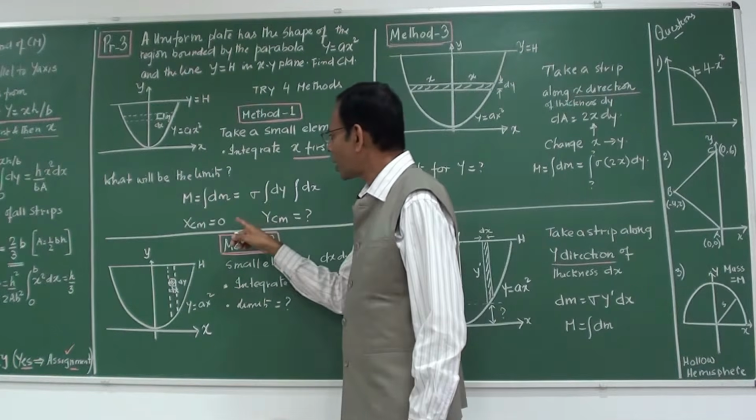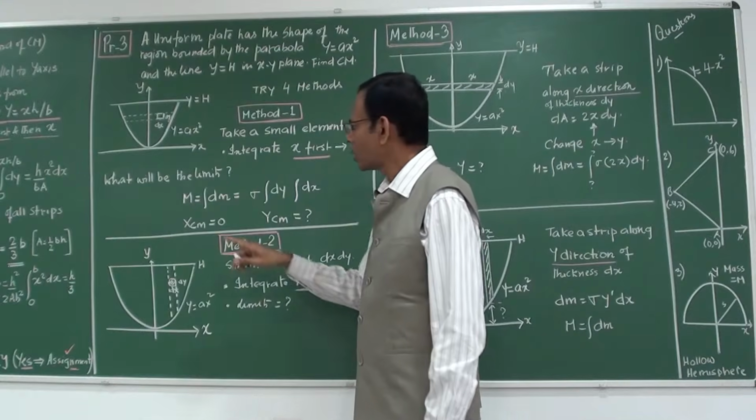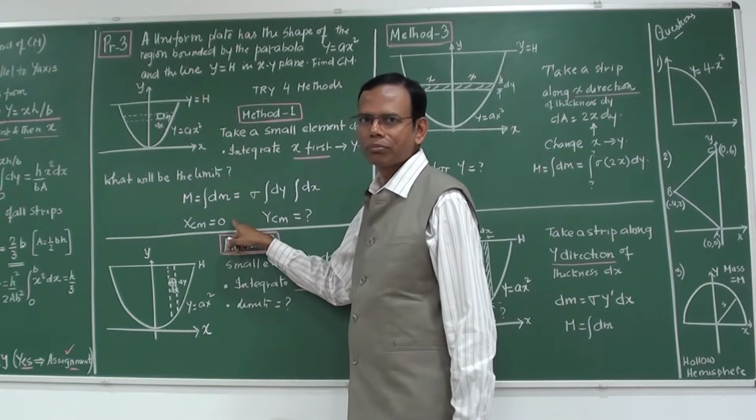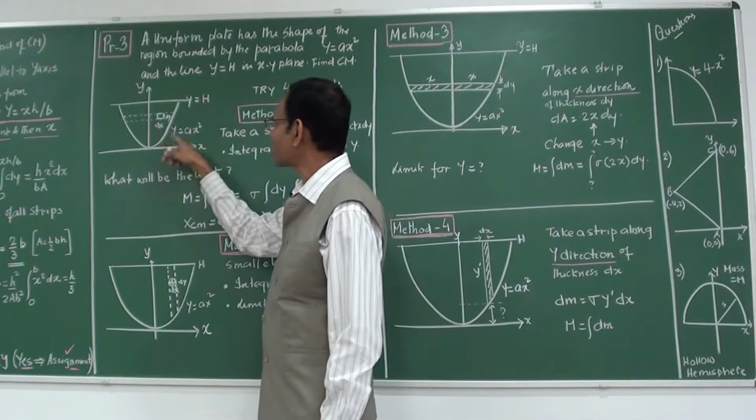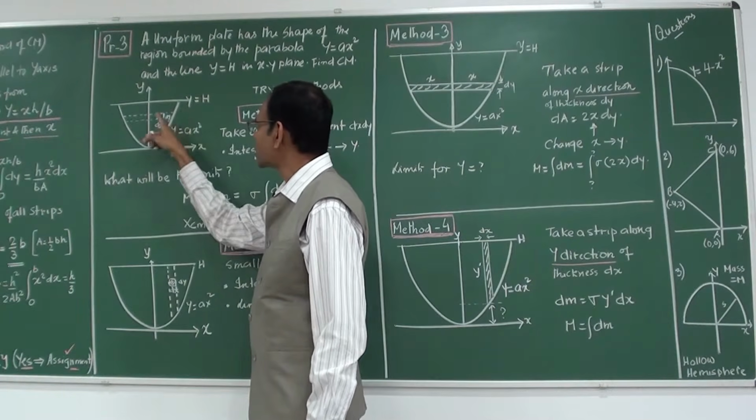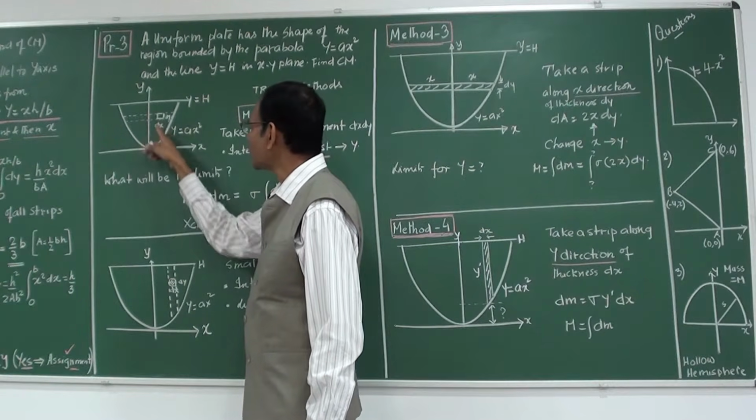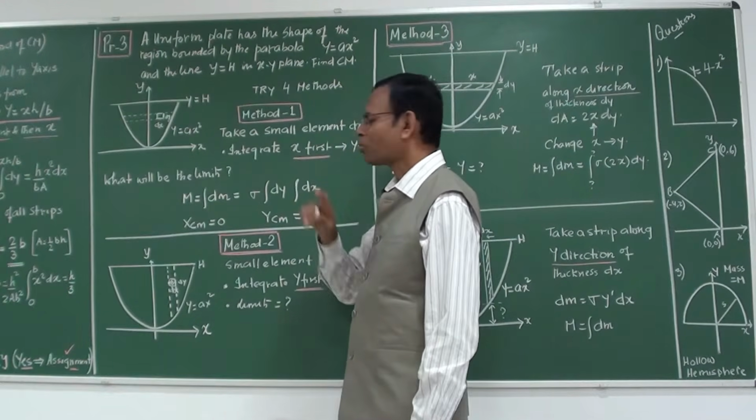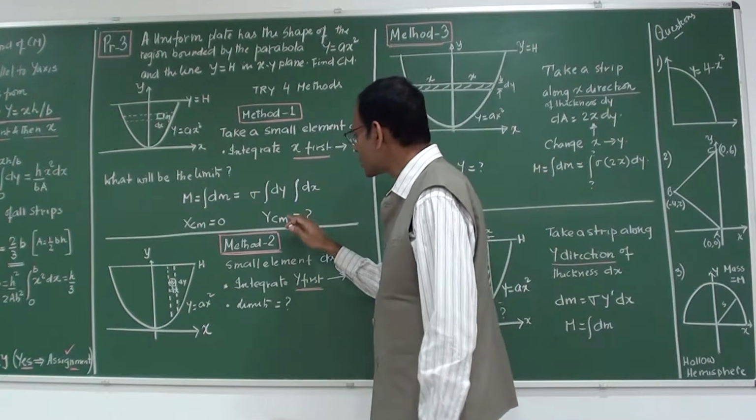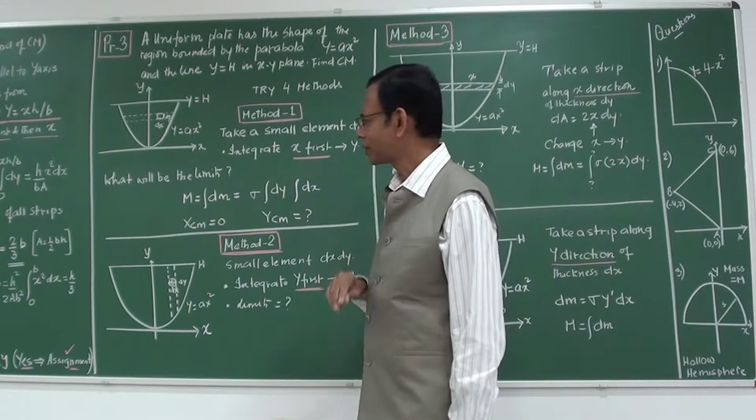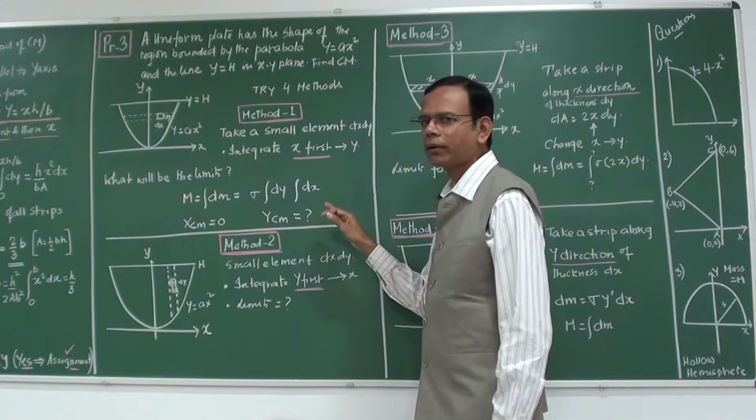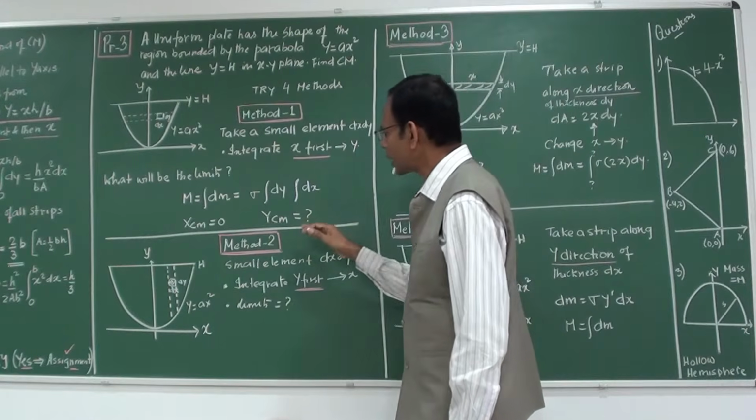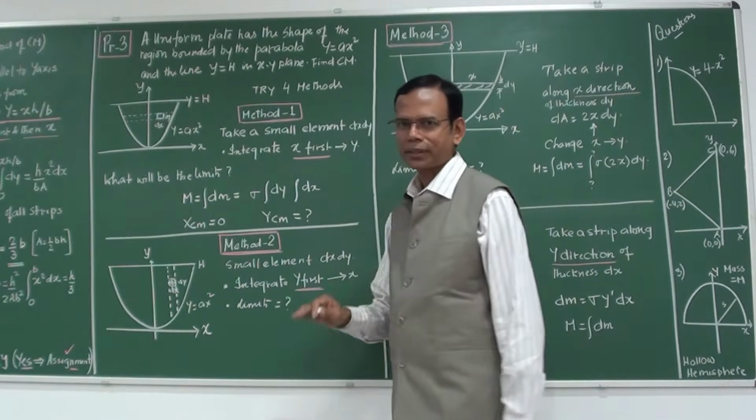Now here, another point which is important, x center of mass is 0 because it is symmetric. So it should be lying on the y axis. So x center of mass is 0, y center of mass we have to calculate. I will tell you the final answer later, but let me explain the other methods.